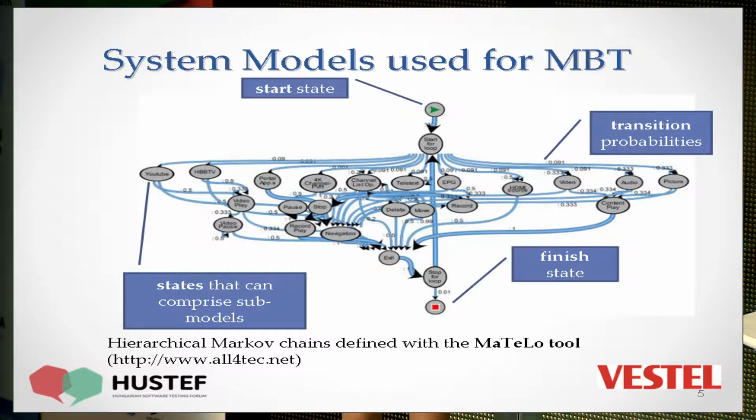As you can see, there are states, and there are transitions connecting the states, and there is some probability information on the transitions. We are using finite state automata, as you see, and we are also using Markov chains by putting probability values on the transitions as well.